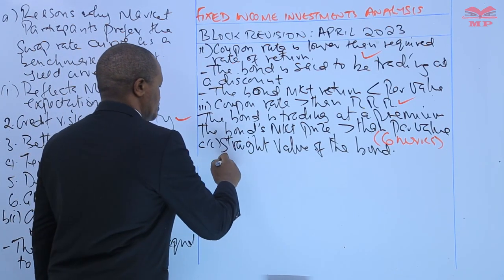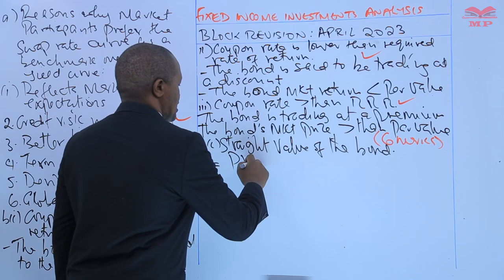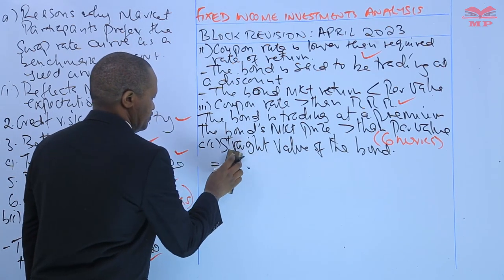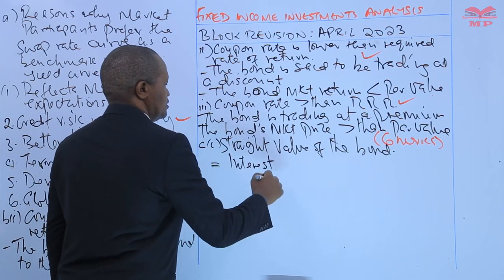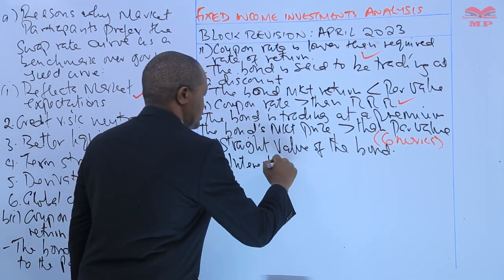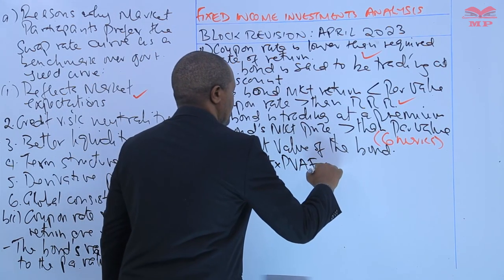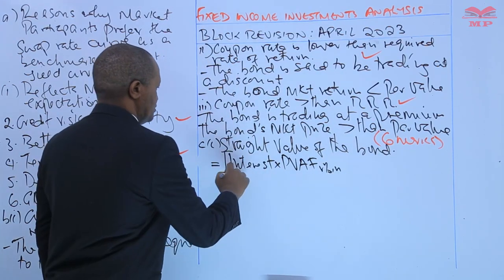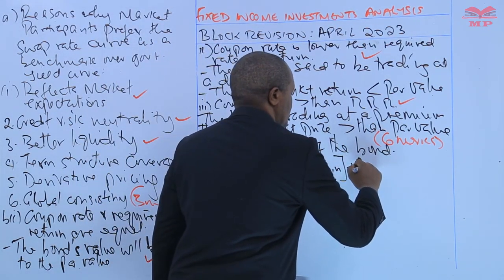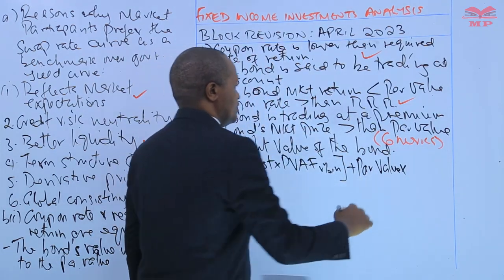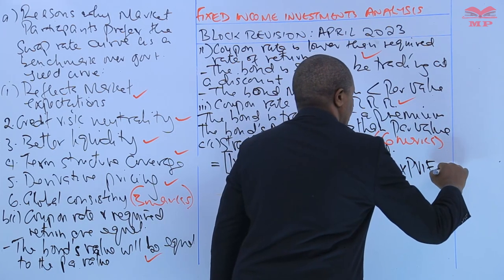So the value of the bond, candidates, will be equal to the interest times the present value annuity factor, r and n, plus par value times the present value interest factor, r and n.